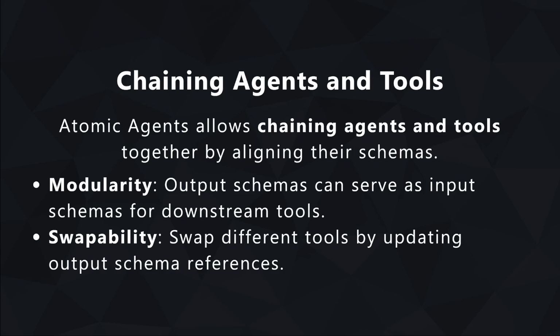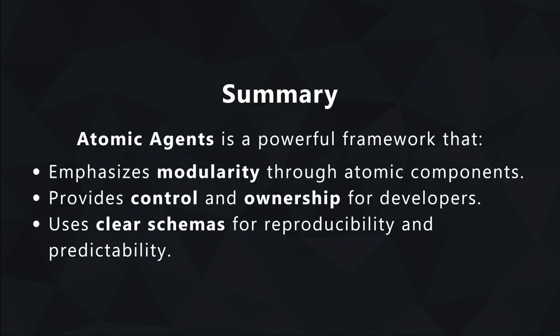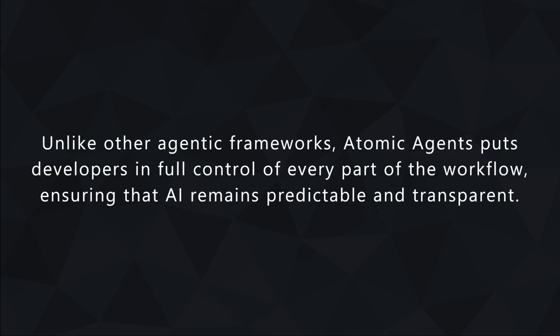So in summary, Atomic Agents is a framework that emphasizes modularity, developer experience, control, ownership, clarity, all of that good stuff that we love as experienced developers. And unlike other agentic frameworks, Atomic Agents really puts the developer first, puts the developer in full control over every part of the flow, and it ensures that AI remains predictable and transparent.